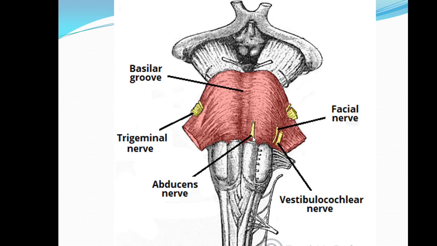At the lower border, you see the emergence of the abducent nerve, the facial nerve, and the vestibulocochlear nerve.